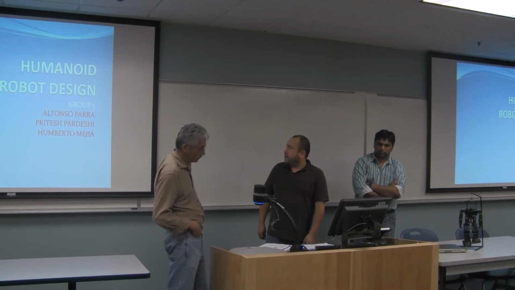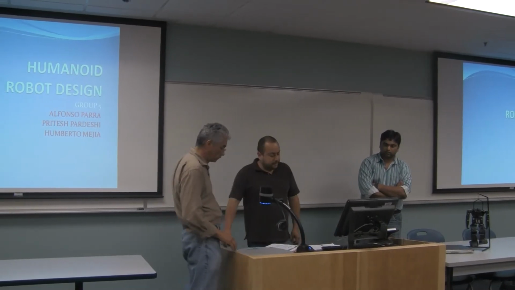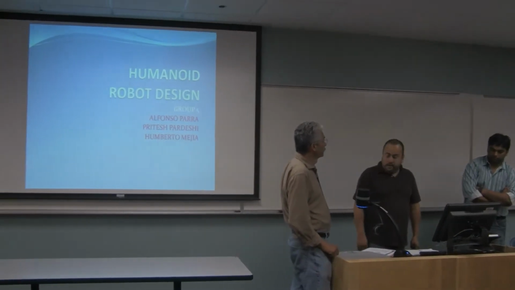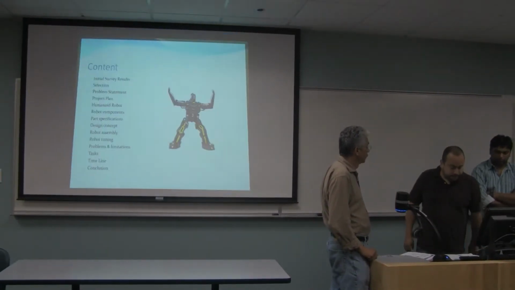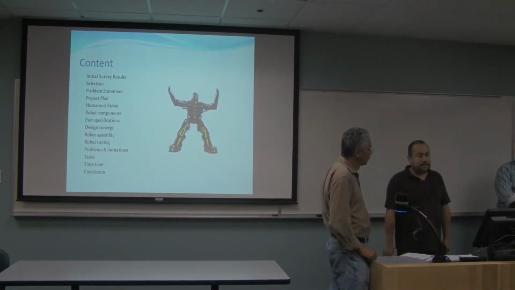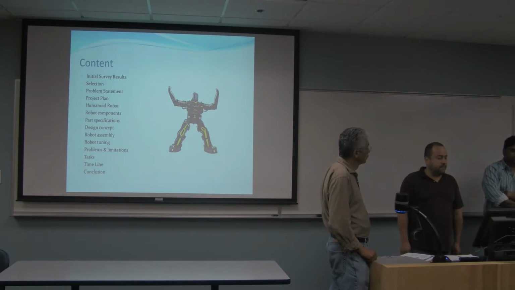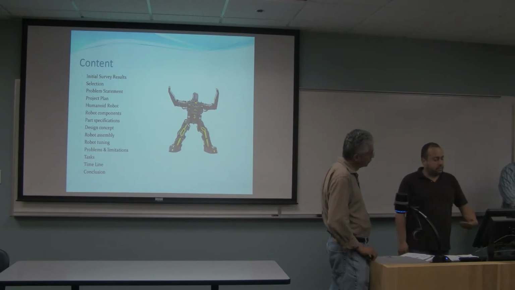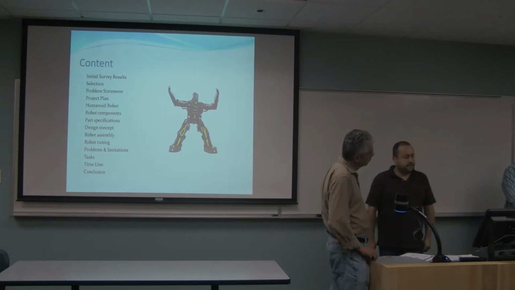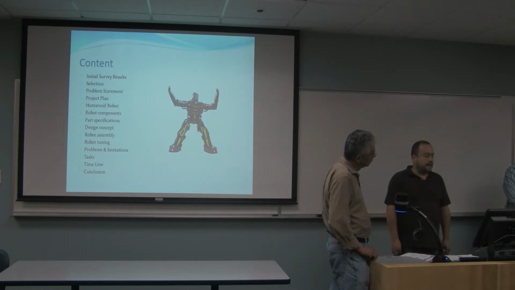Our project consists of the humanoid robot design. We selected the following content: the initial survey results, selection, problem statement, project plan, humanoid robot components, part specifications, design concept of robot assembly, robot tuning, problem limitations, tags and timeline, and conclusion.